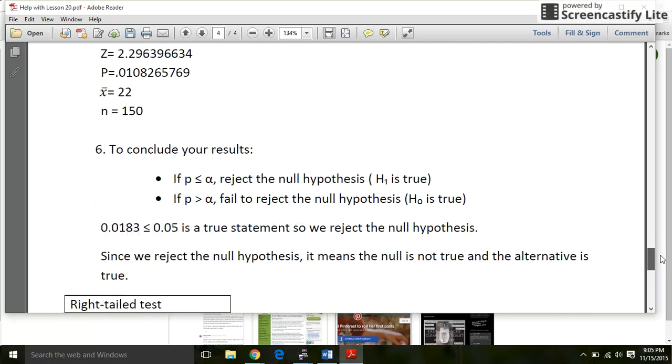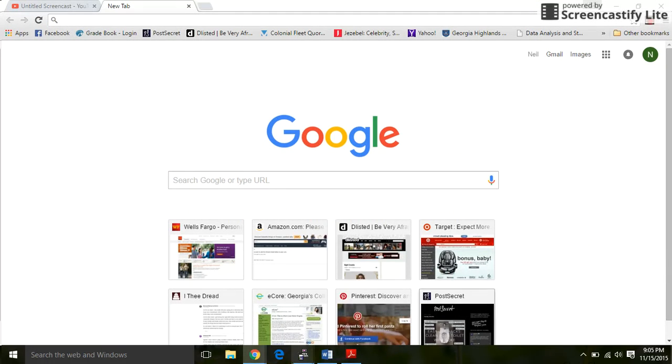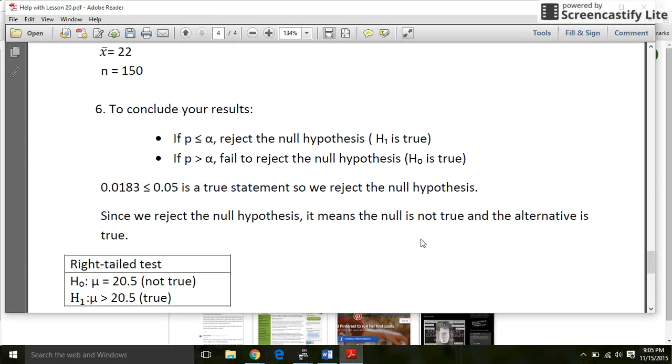Okay, so I need to conclude this. Oops, sorry about that. I need to conclude this based on what I have. So I'm going to compare my p to my level of significance. So if I look at 0.0183, is that less than 0.05? It is. Since that's a true statement, I reject my null.